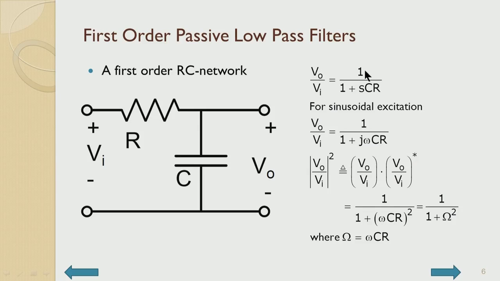V naught by V I is equal to 1 by 1 plus SCR. That is a low pass transfer function. For sinusoidal excitation, S is replaced by j omega. So, V naught by V I is 1 by 1 plus j omega CR. The magnitude squared of V naught by V I is nothing but H of j omega times H star of j omega, that is, T of j omega and T star of j omega. That is equal to 1 by 1 plus omega CR squared, which is 1 by 1 plus capital omega squared, where capital omega is called the normalized frequency. Let us understand these terminologies, which are often used in filters. Normalized frequency.